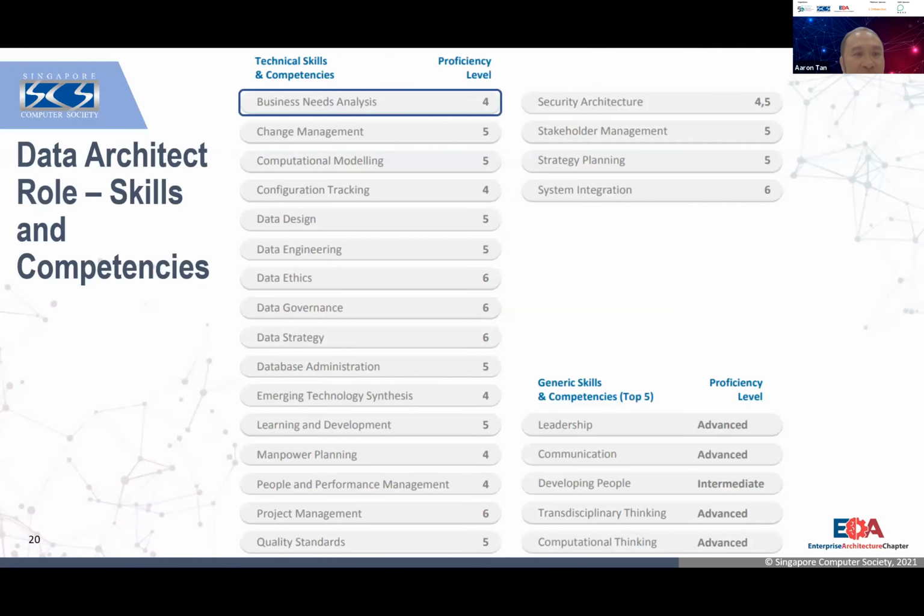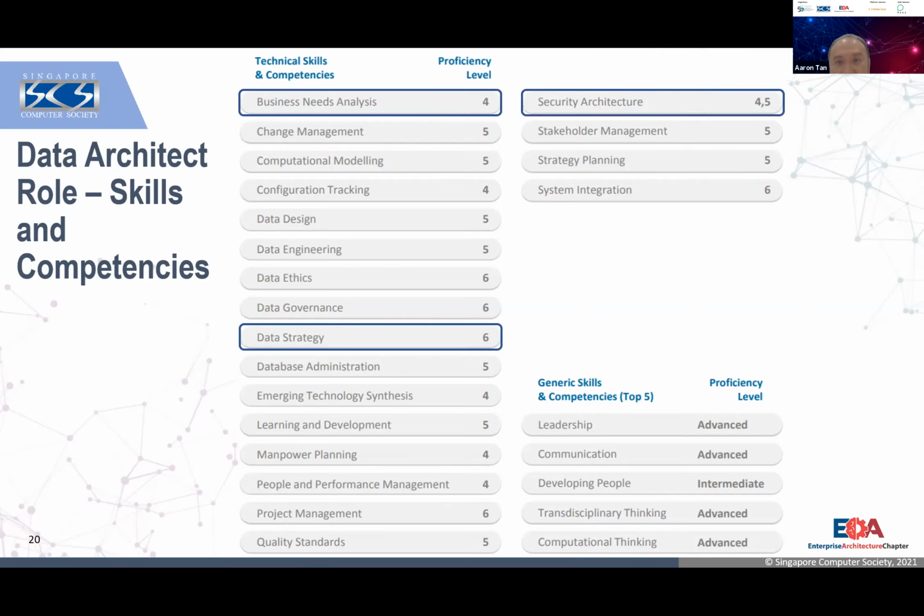So in terms of data architect skill, of course business need analysis is very, very important. We also need to know about data strategy, security architecture, stakeholder management, and strategy planning. The rest, of course, is that we need to perform the role of business architect, right? So a lot of technical and business skills are required to be mastered by the data architects.